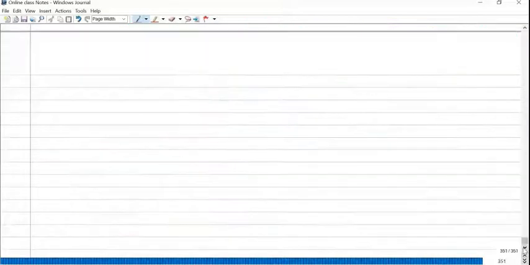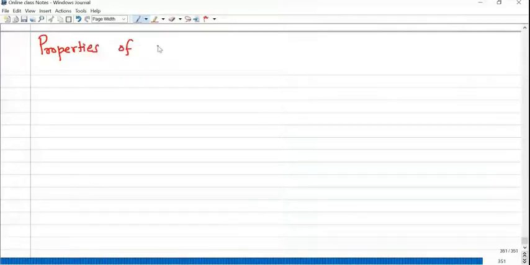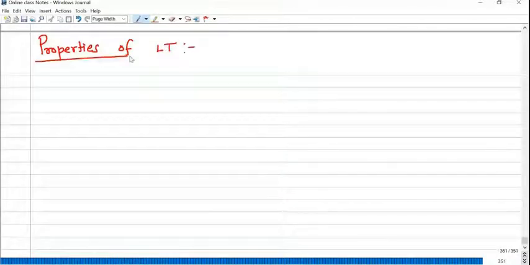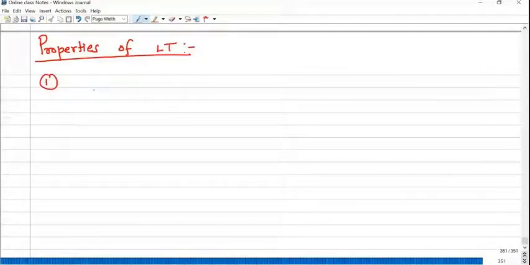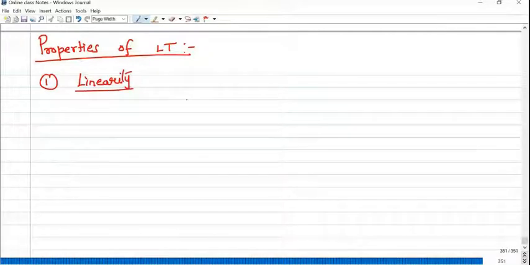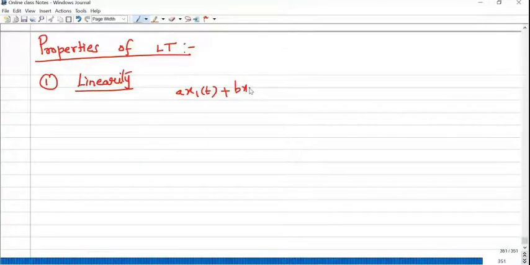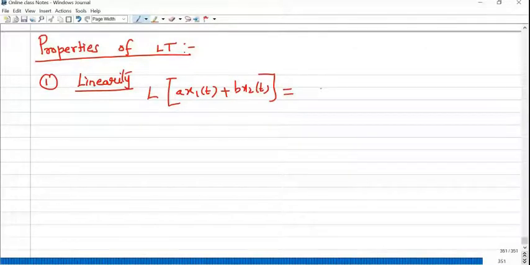Next, we'll start the properties of Laplace transform. I'll just list out the properties of Laplace transform and solve a few problems using them. First property, linearity, which we discussed in Fourier transform also. What does the linearity property say? If you find the Laplace transform of a x1 of t plus b x2 of t, the result will be equal to a times X1 of s plus b times X2 of s.